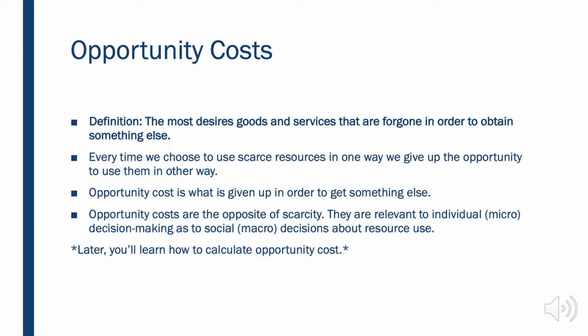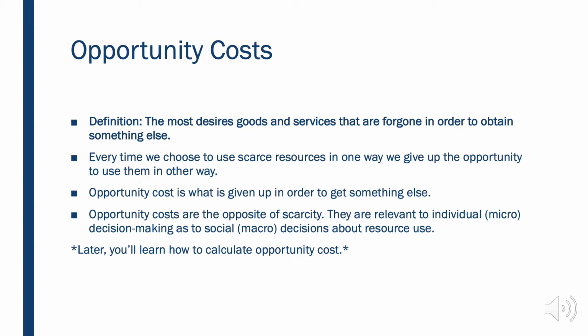Now, opportunity costs. By definition, it means the most desired goods and services that are foregone in order to obtain something. Every time we choose to use scarce resources in one way, we give up the opportunity to use them in another way. Opportunity cost is what is given up in order to get something else. Opportunity costs are the opposite of scarcity. They are relevant to individual, which is micro, decision making as well as social, macro, decisions about resource use.